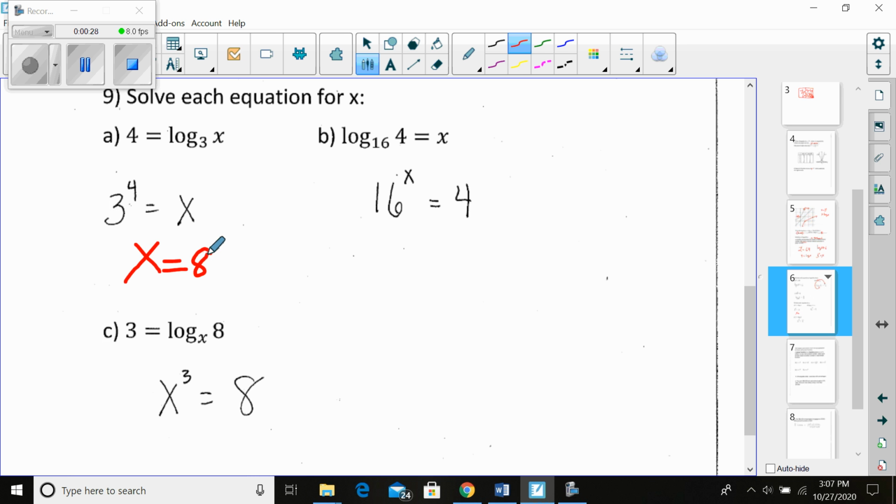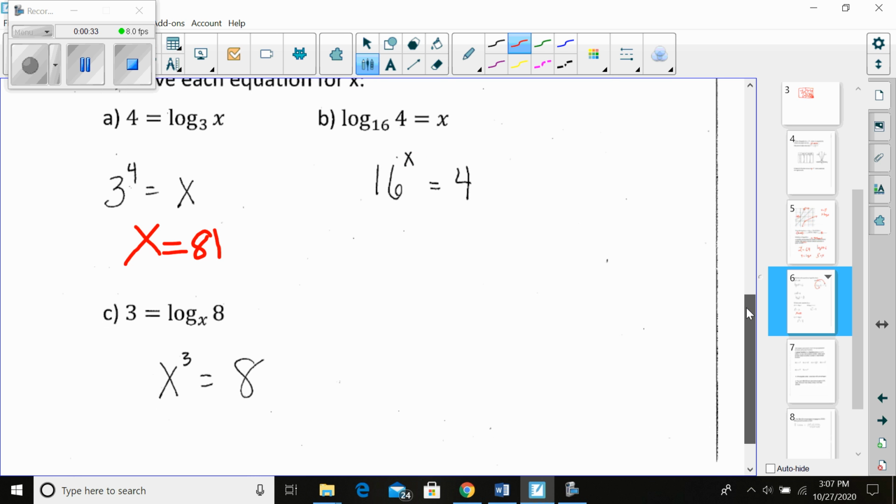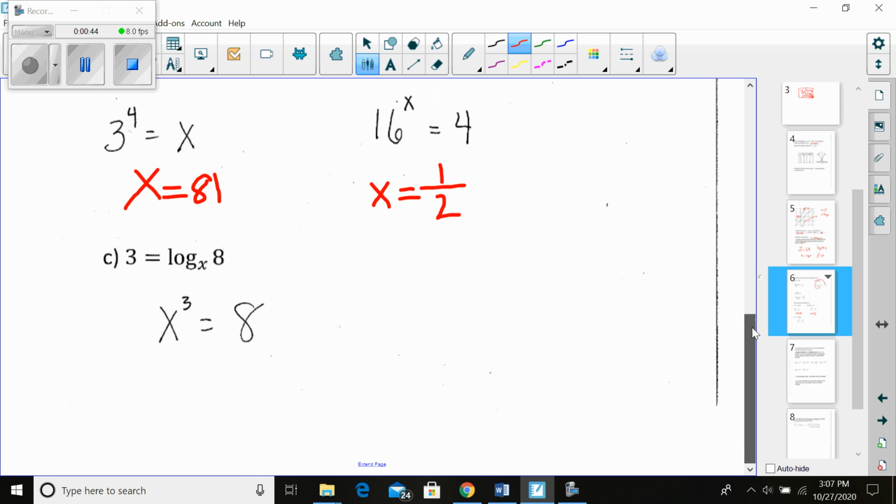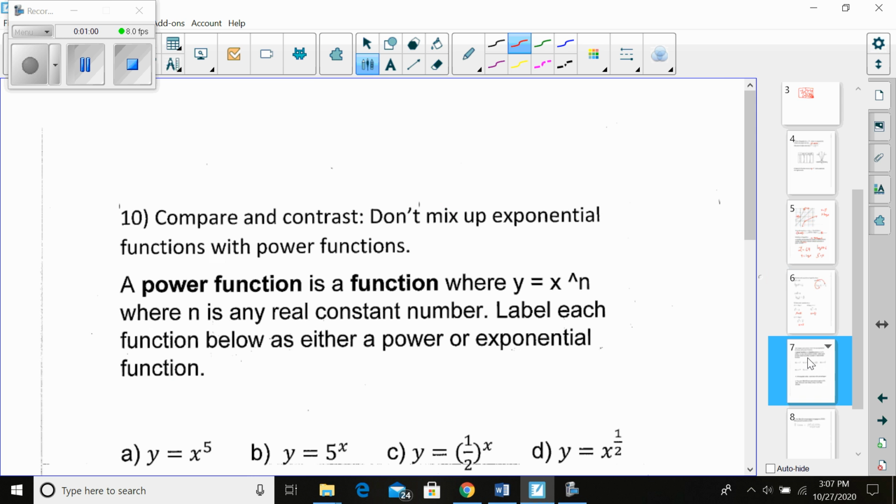Here you have to ask yourself, what power do I raise 16 to get 4? Well, the square root of 16 is 4, but I have to write that as a power. Which square root we should know is the 1/2 power. And I hope you know your perfect cubes well enough to recognize that I would have to cube 2 to get 8. We should know our first few perfect cubes. We should know all of our perfect squares. Again, we reviewed that earlier in the year.